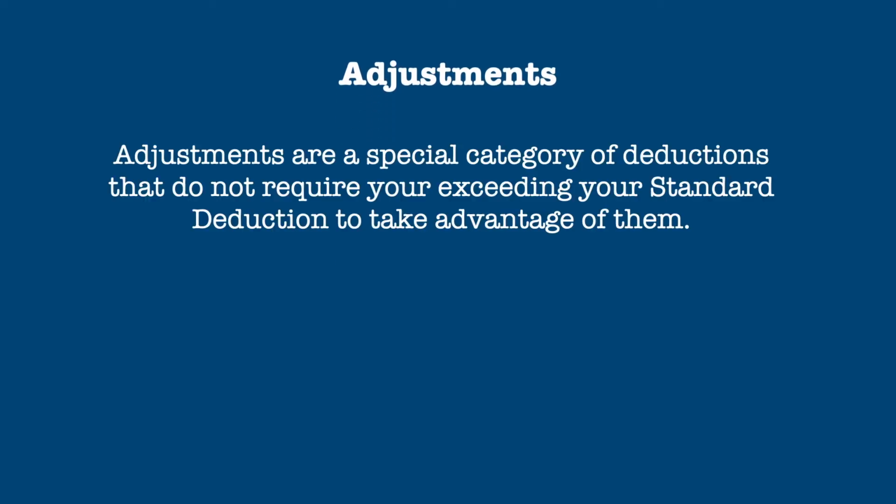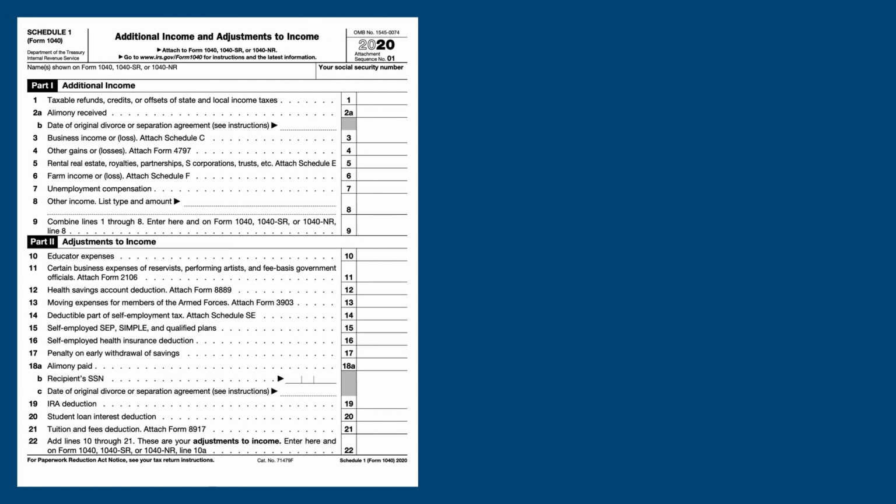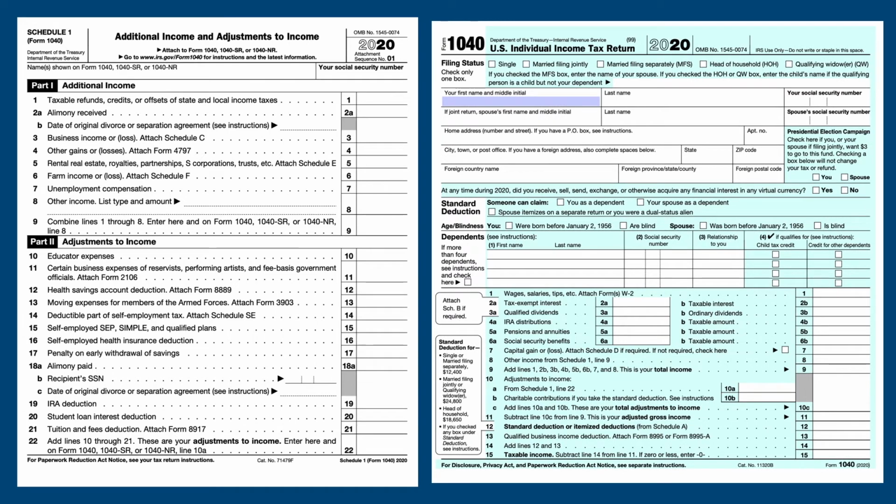Now, to go from gross taxable income to adjusted gross income, we need to understand the concept of adjustments. Adjustments are special tax deductions that do not require exceeding a threshold, unlike itemized deductions, which must exceed your standard deduction to benefit you. So, for example, to take the Educator Expense adjustment, you simply subtract the amount from your gross taxable income to arrive at your adjusted gross income. It does not matter what your standard deduction is. Adjustments are listed on Part 2 of Schedule 1, and the total is transferred to line 10A of Form 1040.